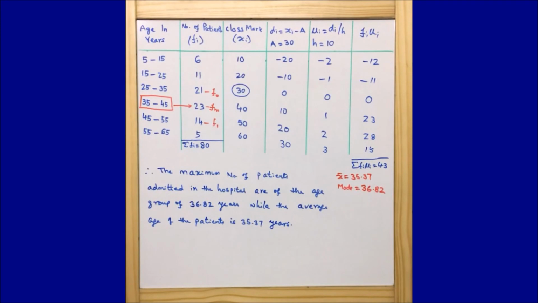Hope you understood this process of calculation. First we found the mean and then we found the mode. After finding the mean and mode, we need to interpret our result. Interpretation is nothing but writing down what exactly our result is, in a format.